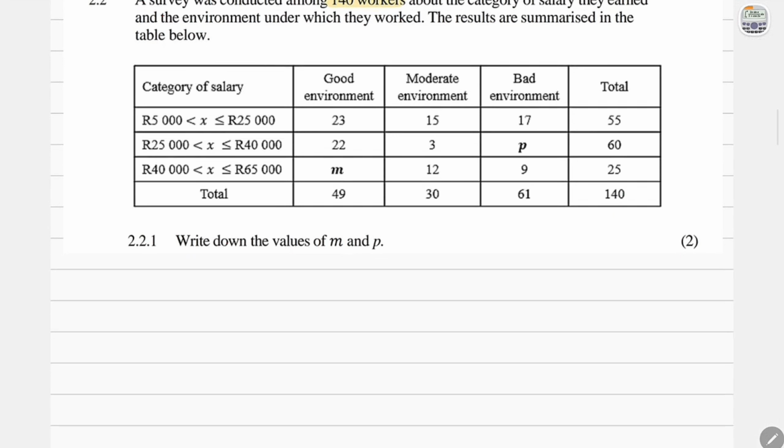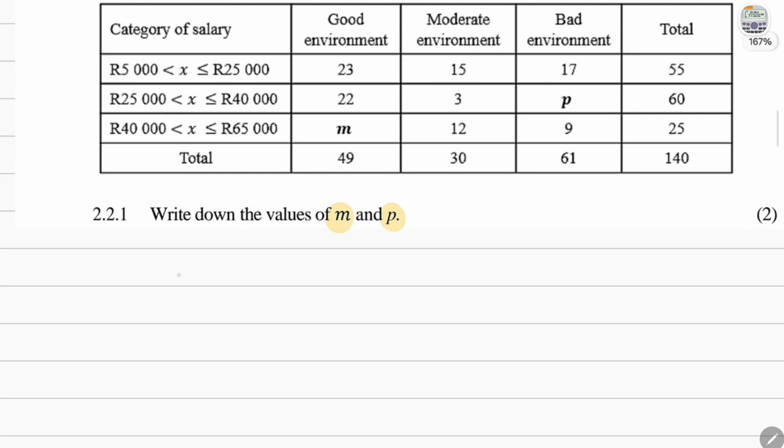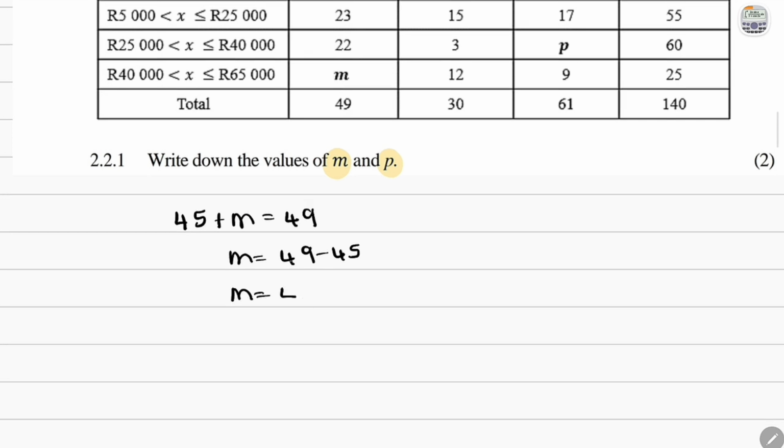And they say 2.2.1, write down the values of M and P. So let's find M and P. M is over here. You can see that there are two ways to find it. You can find it by saying all of this plus M gives us 49, or you could find it by saying M plus these give us 25, because we totaled that way. Any way would be fine. I'm just going to say 23 plus 22 is 45, plus M equals 49. And so M equals 49 minus 45, which is equal to 4. So M is equal to 4.